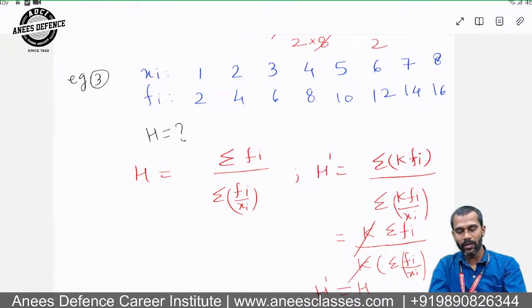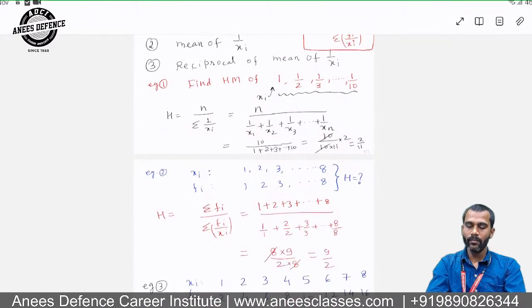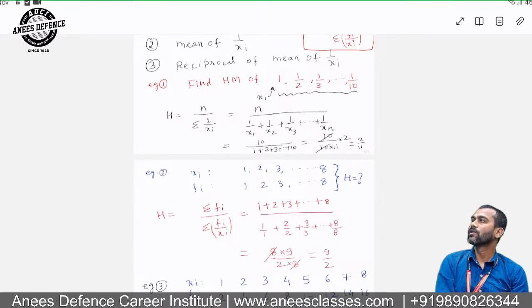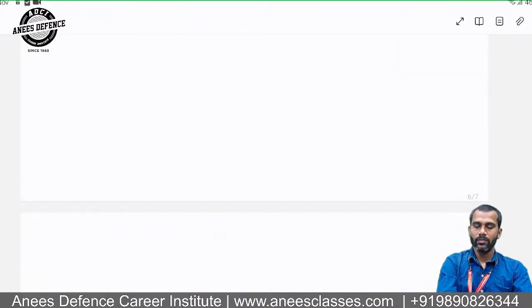So for this question, if you observe both the questions, see here, question number 2. Please observe both the questions. Observations are not changed. Yes or no? Same observations, same number of observations as well. And we have multiplied every frequency by 2. Doesn't matter. Answer is going to be same, 9 by 2. Yes or no? So what is the note you need to write now?